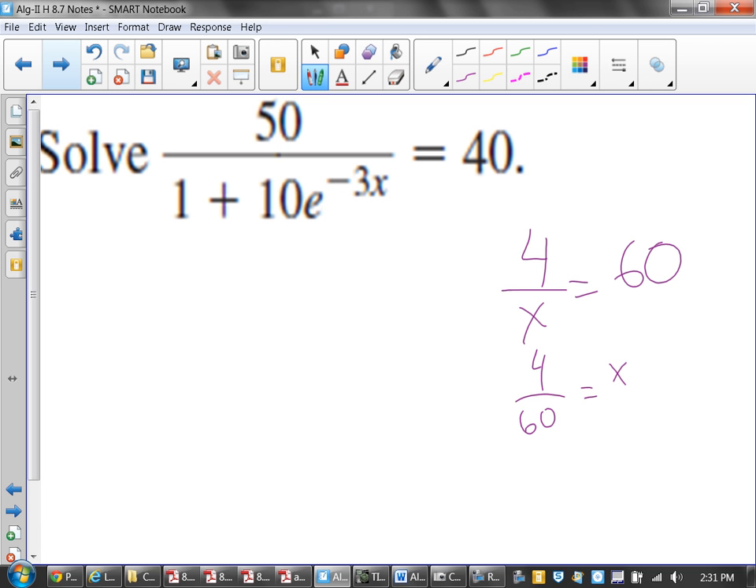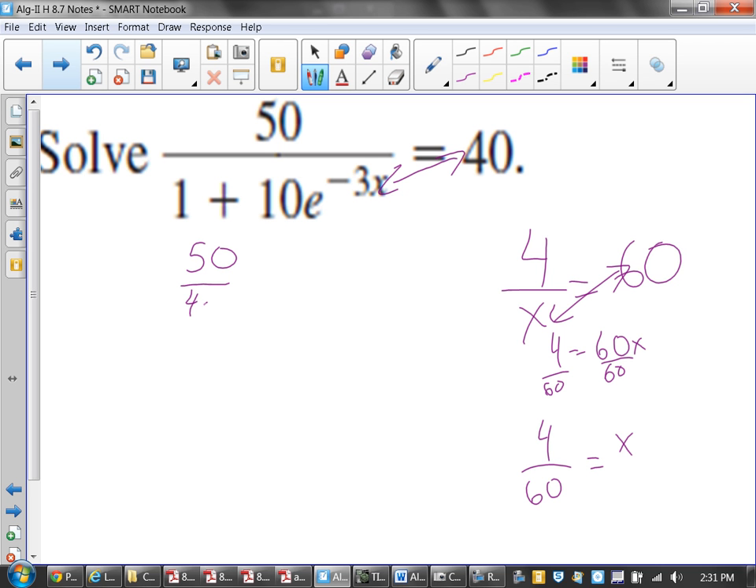4 over 60. Aren't I just doing that? Remember, if you took the long way through this, when you cross multiply, you get 4 equals 60 times x divided by 60. So you're really just flip-flopping those two. Remember that? If I flip-flop those, I get 50 over 40 is 1 plus 10 e to the negative 3x. Everybody okay with that?